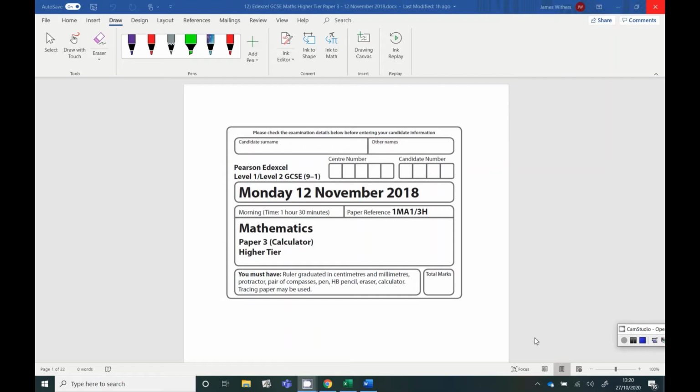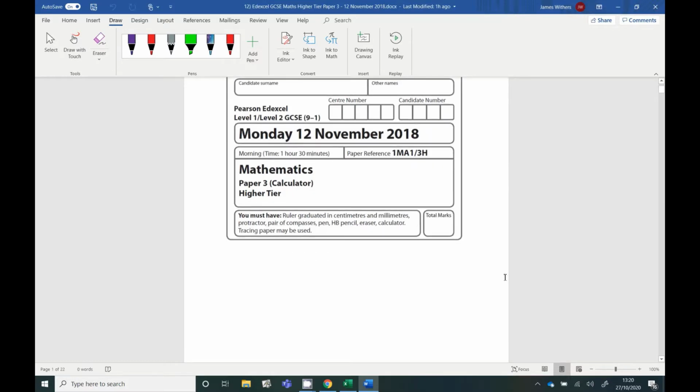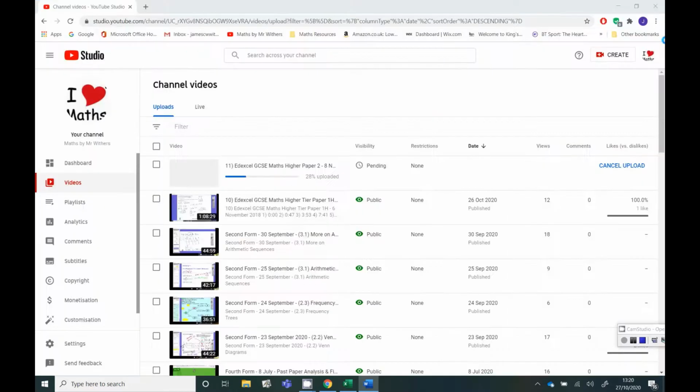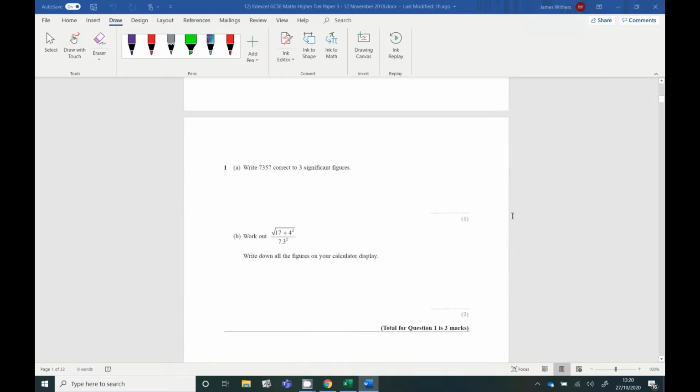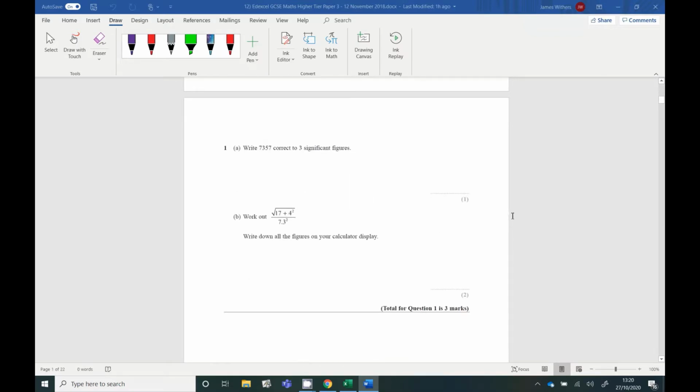This is the Edexcel Higher GCSE paper 3, taken on Monday the 12th of November 2018, so it was a calculator paper. So question 1, we've got to write down 7357 correct to 3 significant figures.